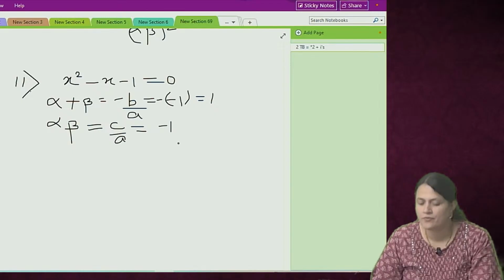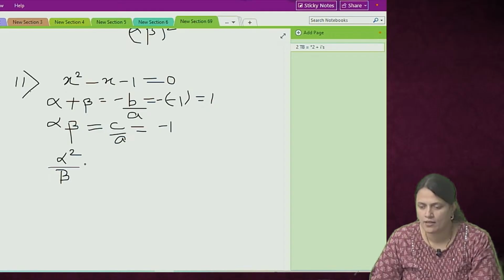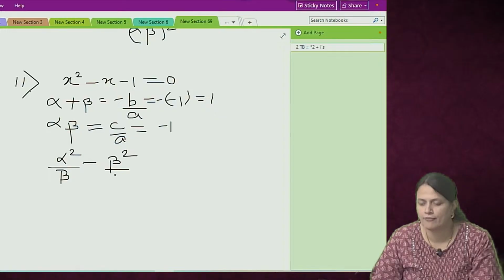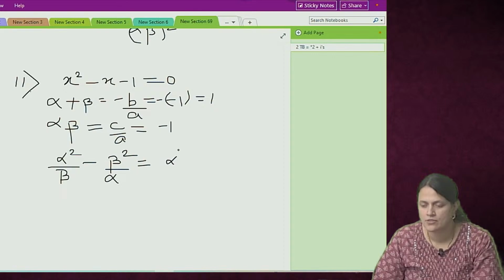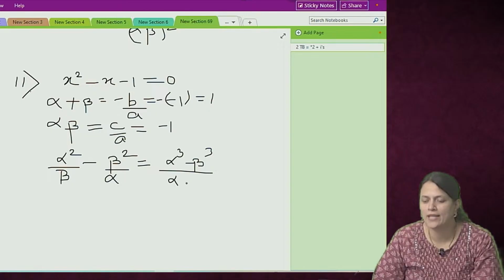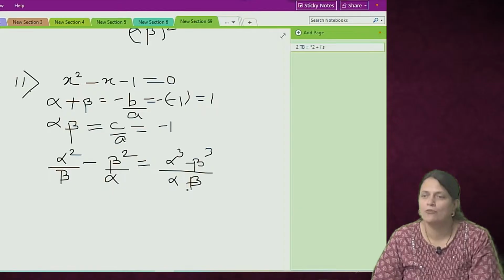At the next step, we have to find out alpha square upon beta minus beta square upon alpha. Write along with me, all of you. Now take the LCM. So it will give us alpha cube minus beta cube upon alpha beta. Now we know the formula.